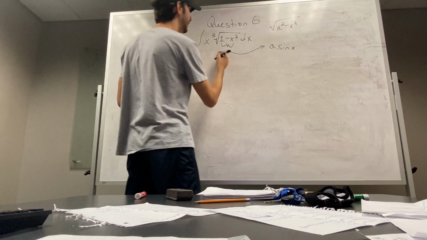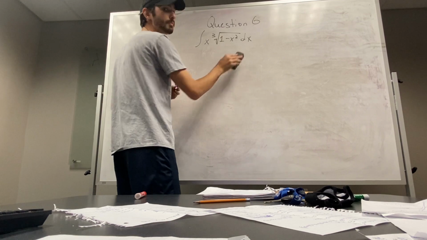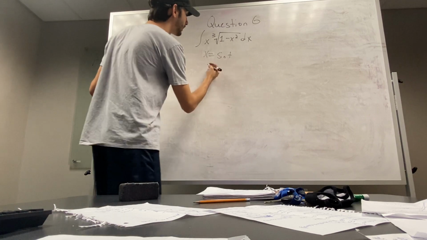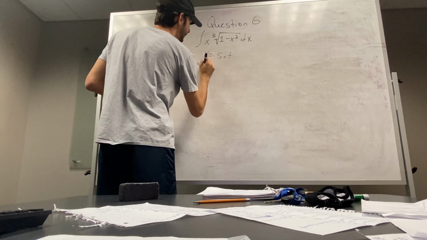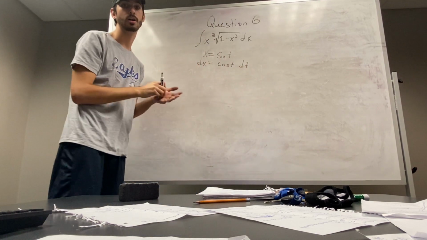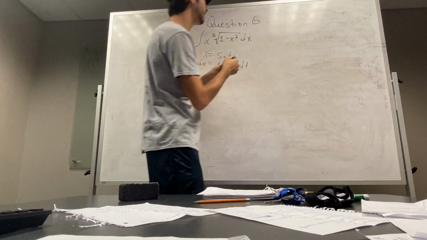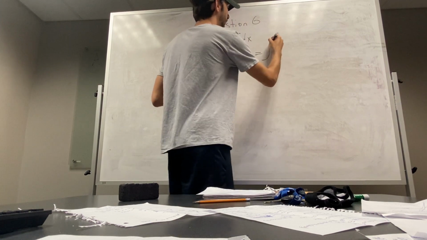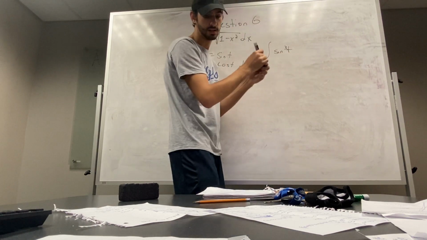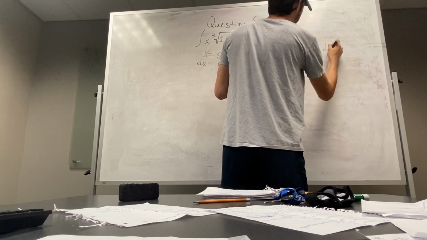So basically, I'm going to erase all this extra stuff I put on here. We're going to have x equals sine of t. Next we're going to have dx equals cosine t dt. So, using this single variable substitution, we are going to have the integral of sine cubed t times the square root of 1 minus sine squared t dt.